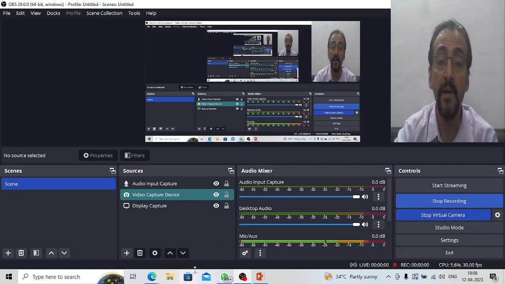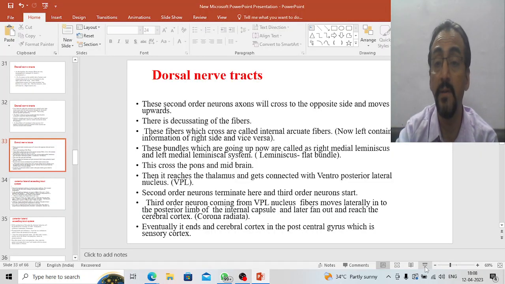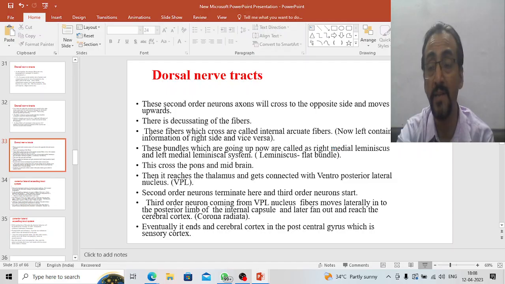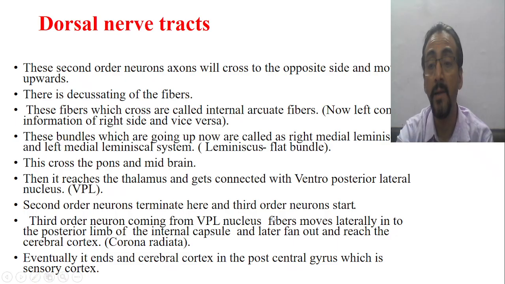Ascending and descending tracts. Last class we were discussing the ascending tracts, and how the ascending tracts actually start for a particular sensation. There will be some receptors in the skin. From there a stimulus is created, and that stimulus will be carried by the particular sensory nerves, and all these sensory nerves come and enter the spinal cord at different levels.